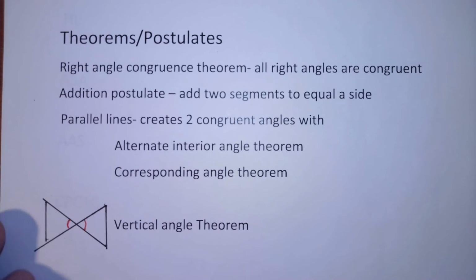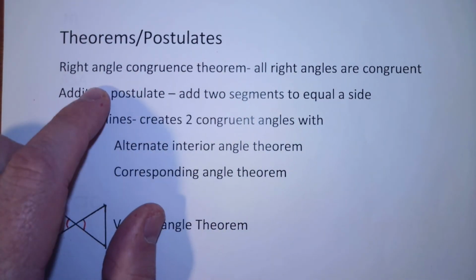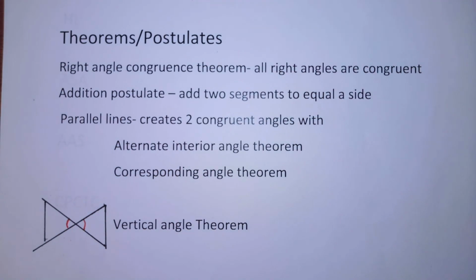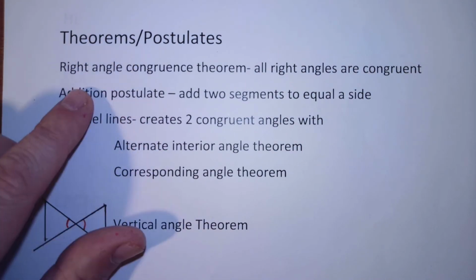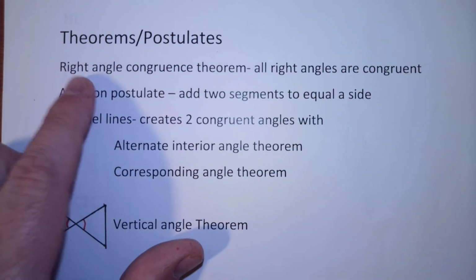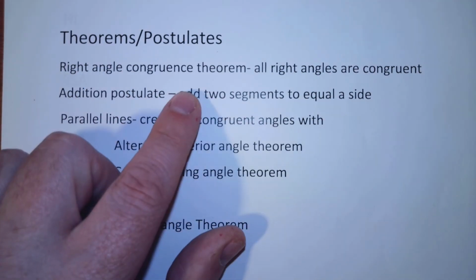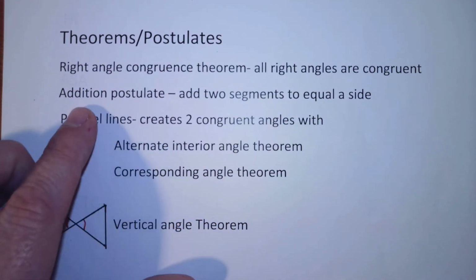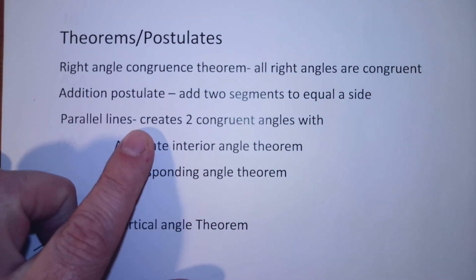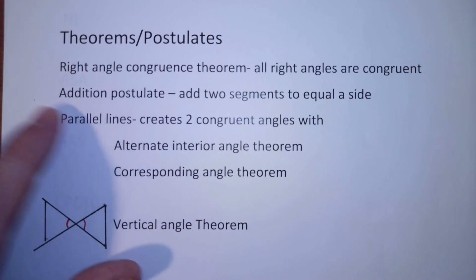So right angle congruence theorem, if we need two right angles to be congruent for, like, a side angle side or an angle side angle, we might have to state that. So this could come after perpendicular. When you create right angles, then you have to do the definition of perpendicular. You might have to use a right angle congruence theorem after that to prove that those two angles are congruent. Of course, the addition postulate, anytime you have to add two segments together to equal a full side of a triangle, you might have to use the addition postulate.